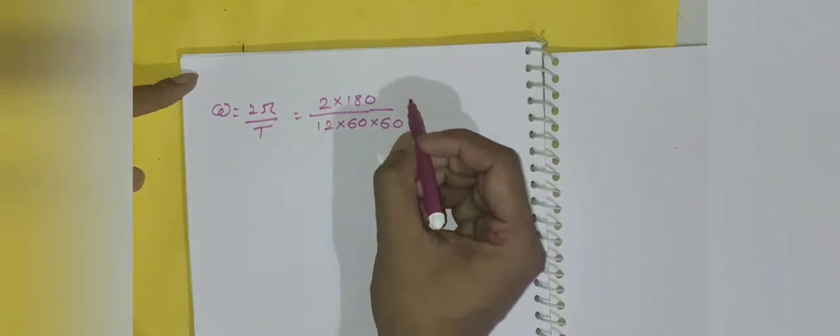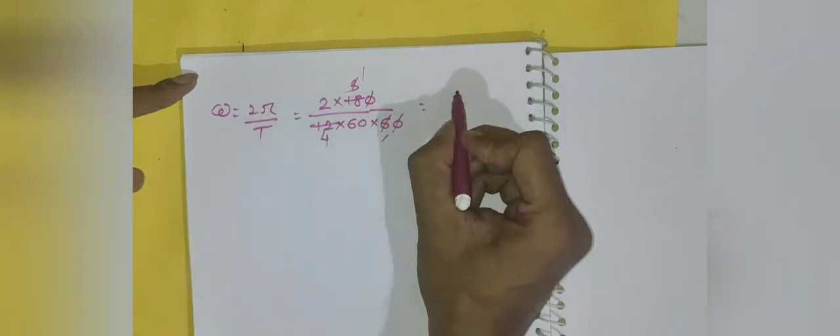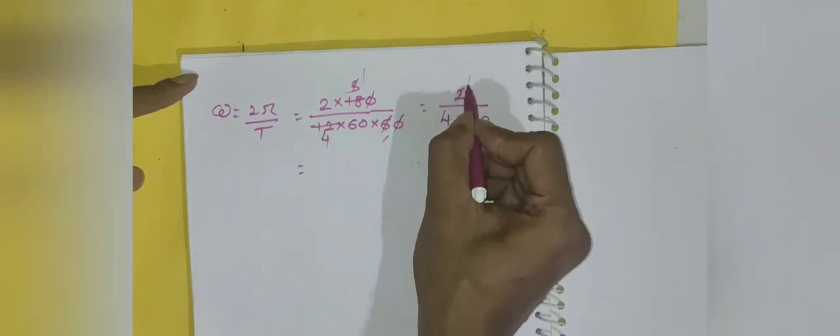So by cancelling this 0 and 0, 6 3s are 18. Now 3 4s are 12. So now we have 2 into 4 into 60. So 2 2s are 4. So 1 by 120. So this is our answer. 1 by 120 is our answer.